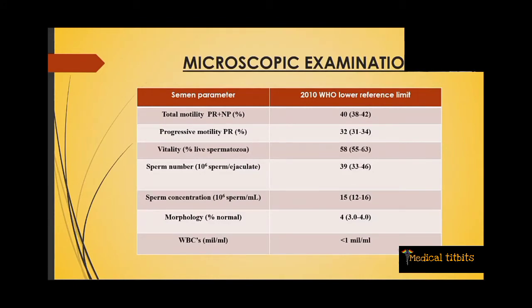We will be looking at the motility, which should have a total motility of around 40% according to the latest criteria. The progressive motility should be 32 or above. The amount of live sperms or vitality should be 58% and above. The sperm number means the total number of sperms present in an ejaculate, and the sperm number needed to be normal is 39 million per ejaculate. The sperm concentration should be more than 15 million per ml, the morphologically normal sperm should be more than 4%, and the number of WBCs present should be less than 1 million per ml.